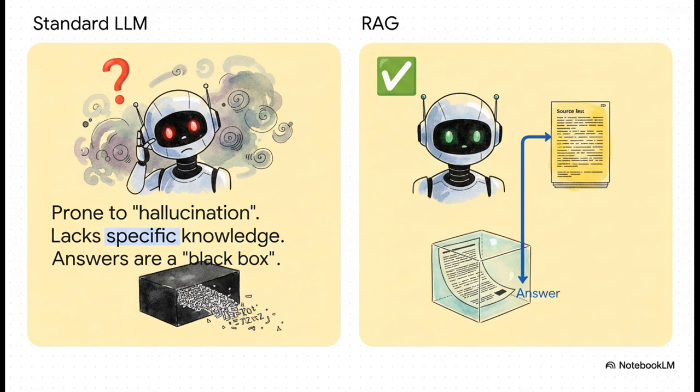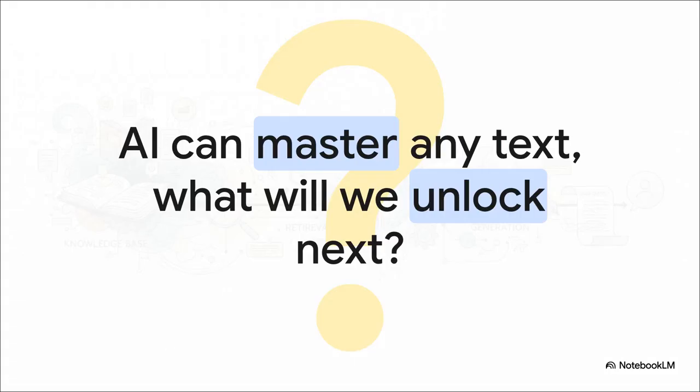A standard model's answers can be a total black box. You've no idea where they came from. With RAG, the answer is totally transparent because we can point to the exact pieces of text it used. You see, this technology is a real game changer for how we interact with huge amounts of information. It can turn any library of documents into an expert you can have a conversation with. And that leaves us with one last big question to think about. Now that AI can truly master any text we give it, what kind of knowledge are we going to unlock next?